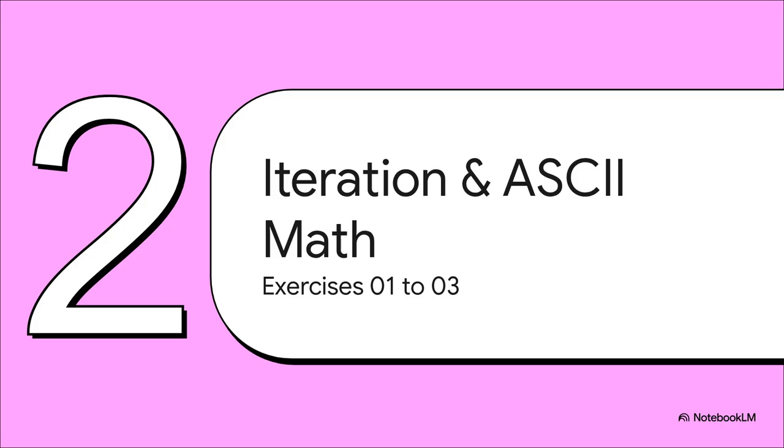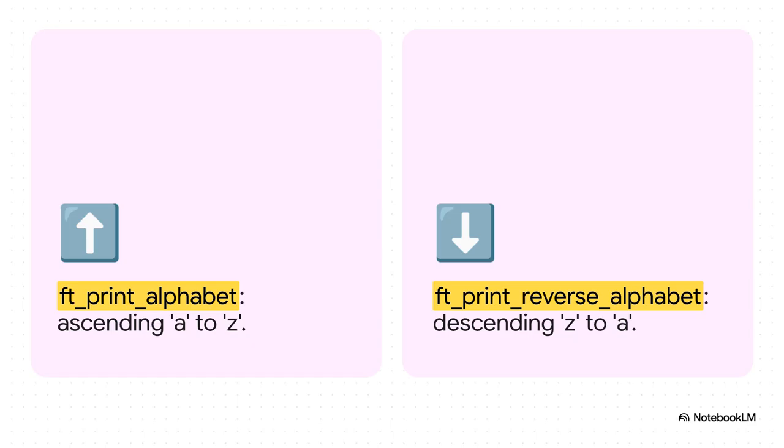Moving right along to Section 2, iteration and ASCII math, which covers exercises 01 to 03. Here, we're introducing loops and the really cool fundamental concept that characters are actually just numbers under the hood. Exercise 01 asks you to display the lowercase alphabet in ascending order, right, from a to z. Exercise 02 asks for the exact opposite, descending order from z to a. And honestly, this brilliantly illustrates how simply flipping your logic from an increment to a decrement changes your entire output.